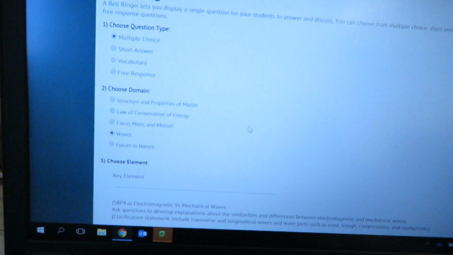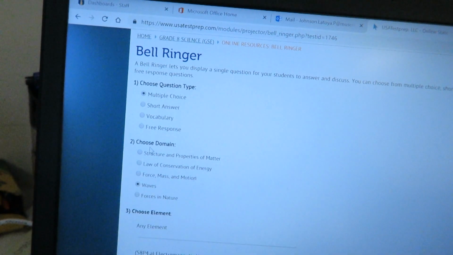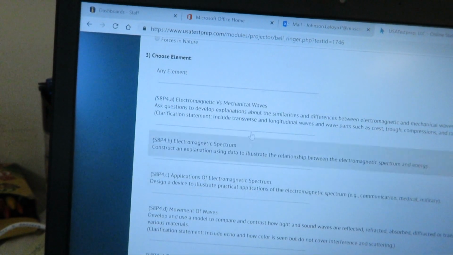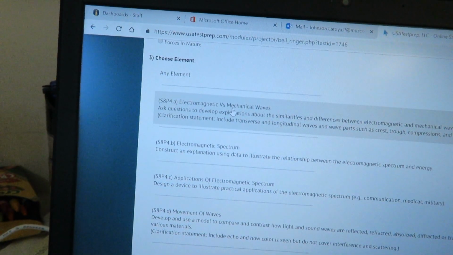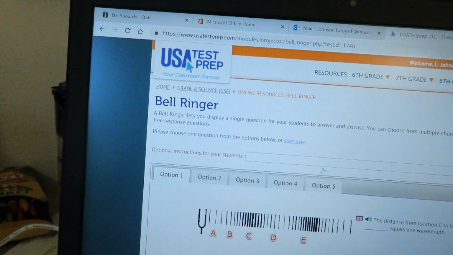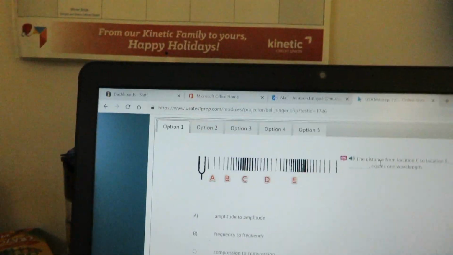This is the website, USA Test Prep. I do multiple choice, and you can choose the domain, which is basically the standard, and then the elements. We just started 2 weeks ago. We talked about electromagnetic versus mechanical waves. Then I just look and see which one I like the best, turn my smartboard on and drag it over. That's the warm-up, and then depending on the day will determine exactly how the lesson goes.